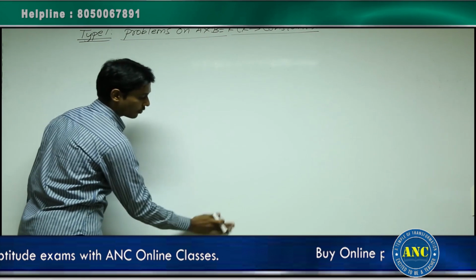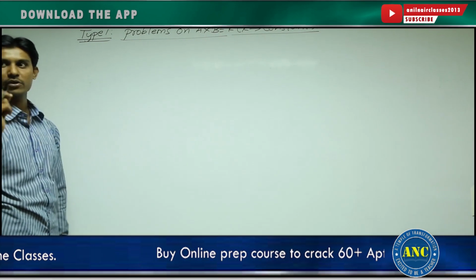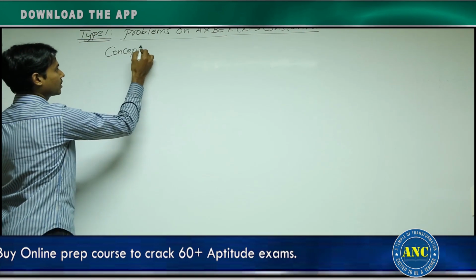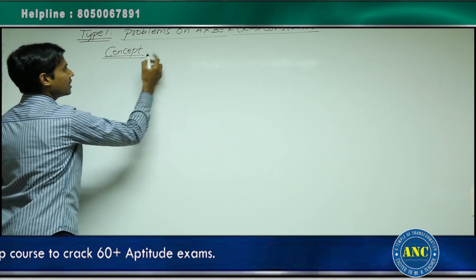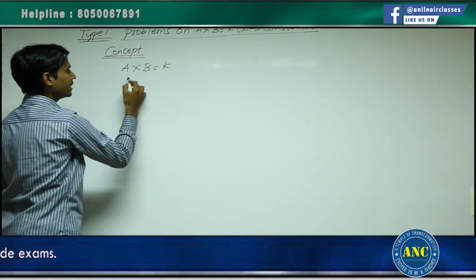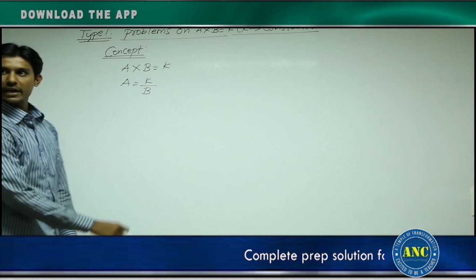Please do not write anything for the next 5 minutes. If you understand the next 5 minutes, most of the questions in type 1 you can answer without using a pen. Let us understand the concept. Suppose, what is given there? A into B equal to K. Can I write it as A is equal to K divided by B?